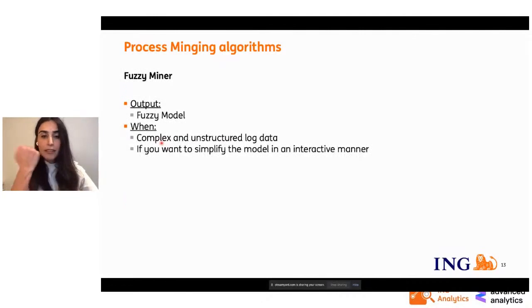And the fuzzy miner, as the name suggests, produces a fuzzy model. It uses significant correlation metrics to interactively simplify the process to the desired level of abstraction. It is one of the newest algorithms, just emerged in 2007. And the fuzzy model cannot be converted to other types of process models like the previous algorithms that I mentioned. But the best thing about the fuzzy model is that you can animate through it, so you can see actually how logs are flowing.